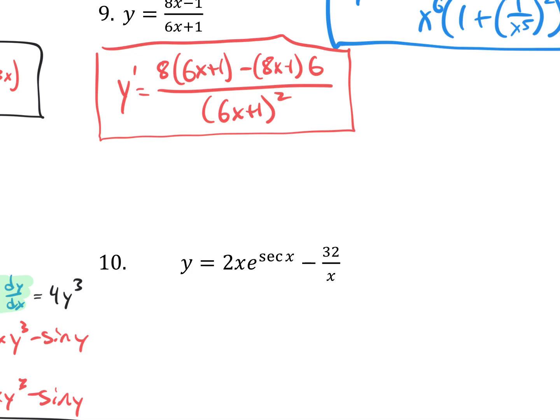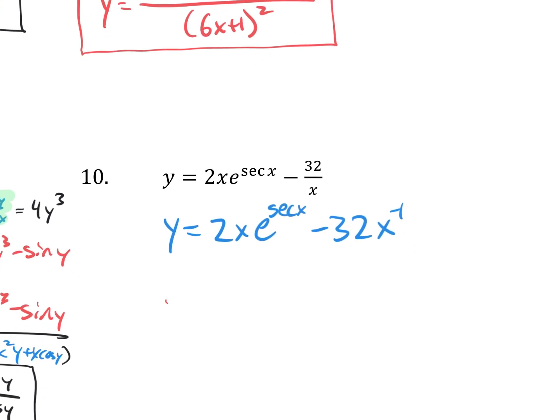Okay. Next one. Now, notice there's no x up top there. Right? So a lot of people will do the quotient rule here and you'll waste a whole lot of time. You don't need that. So rewrite whenever you have a fraction that has a variable in it, but the variable is only on the top or the bottom, take time to rewrite it. This is 32x to the negative first.